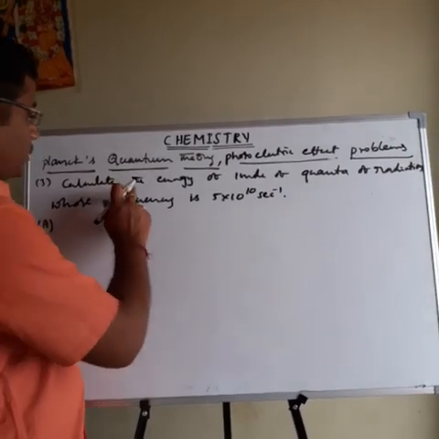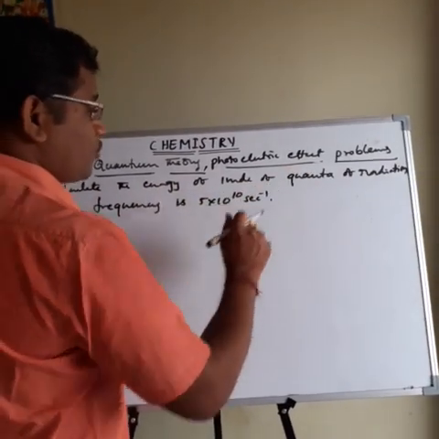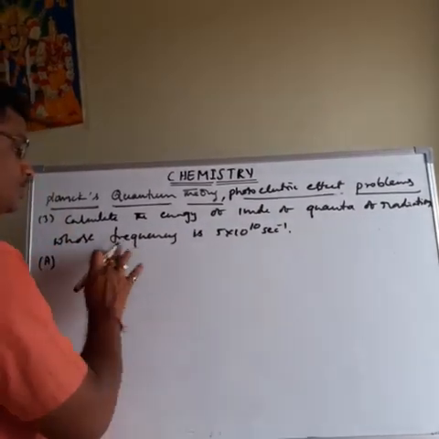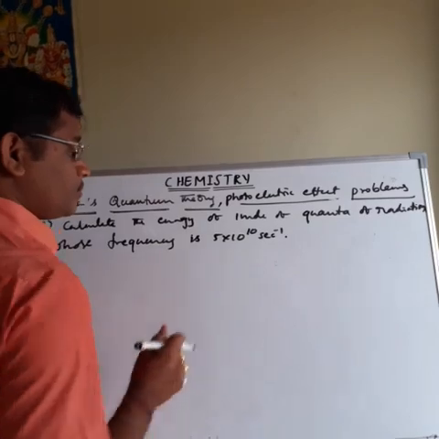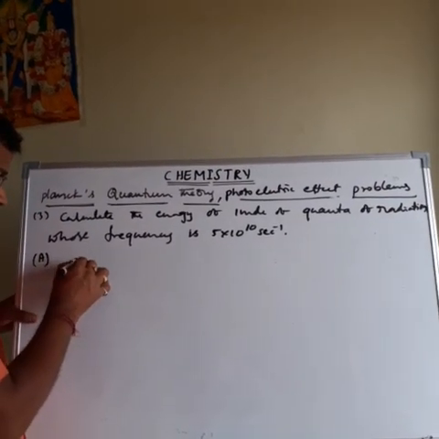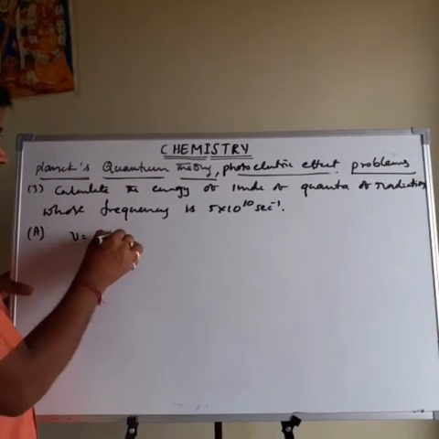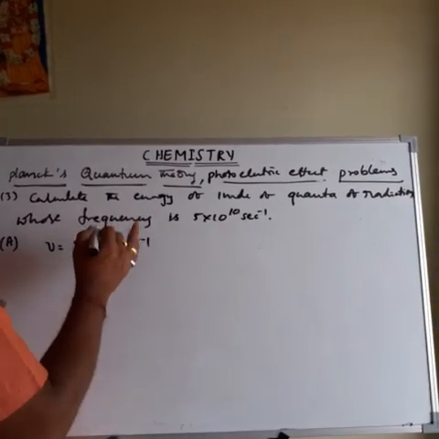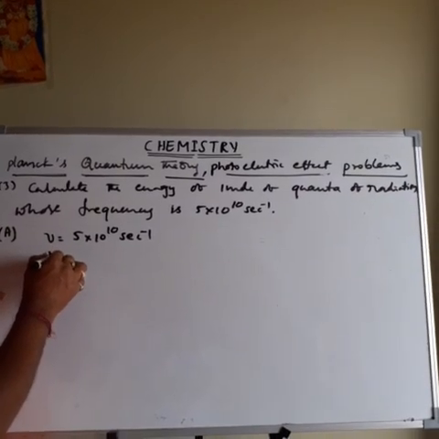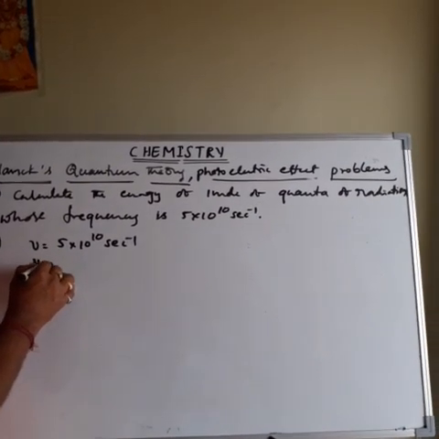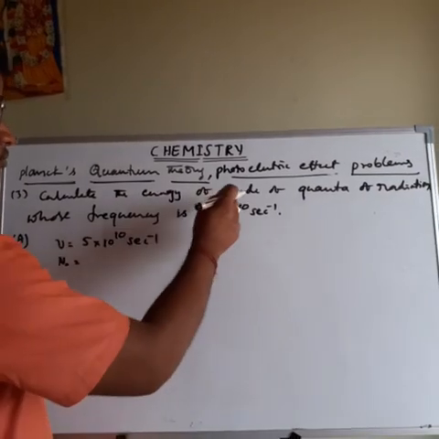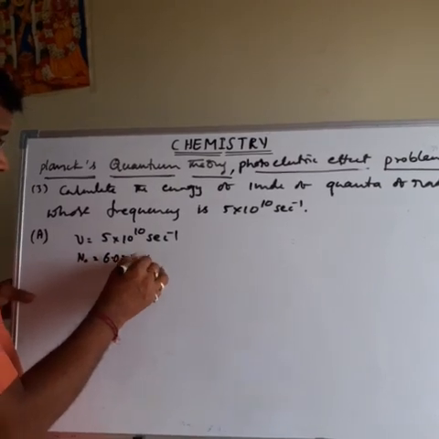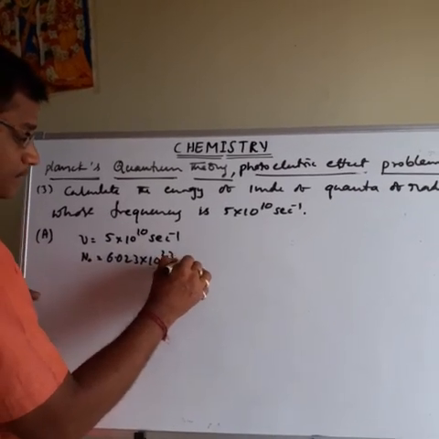Third question: calculate the energy of 1 mole of quanta. They have given 1 mole of quanta of radiation whose frequency is 5 into 10 power 10 second inverse. Next, they gave 1 mole, which means N naught. 1 mole contains how many particles? 1 mole contains the Avogadro number. N naught value is 6.023 into 10 power 23 particles per mole.